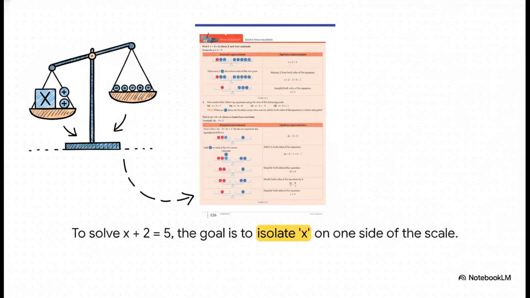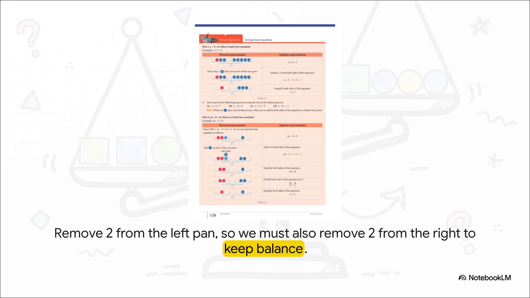Okay, let's start with a nice easy one. x plus 2 equals 5. The goal here is simple. We want to figure out what x is. And to do that, we need to get it all by itself on one side of the scale. We have to isolate it. So right now, x isn't alone. It's got that plus 2 hanging out with it.